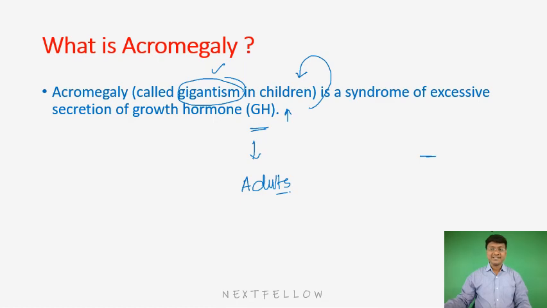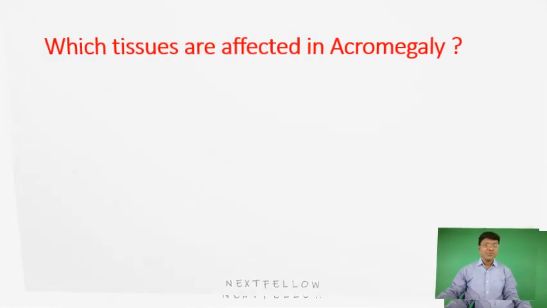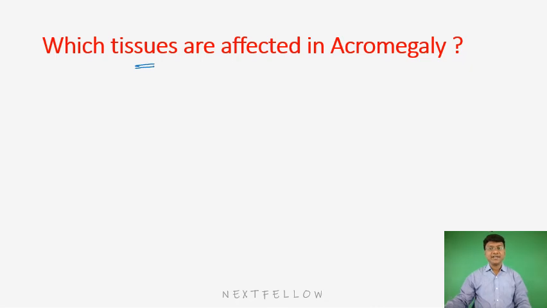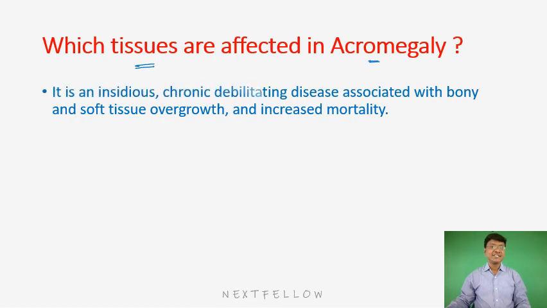Then followed by that, you should know what tissues are being affected in acromegaly. Both the soft tissues and the skeletal tissues are affected, right? The soft tissues affected include the spleen, kidney, liver, heart, and the skin. Whereas if you take the bony abnormalities, that includes the bones of the extremities.